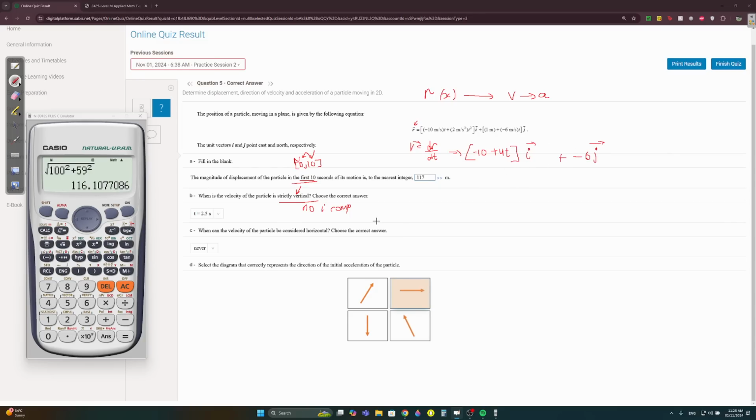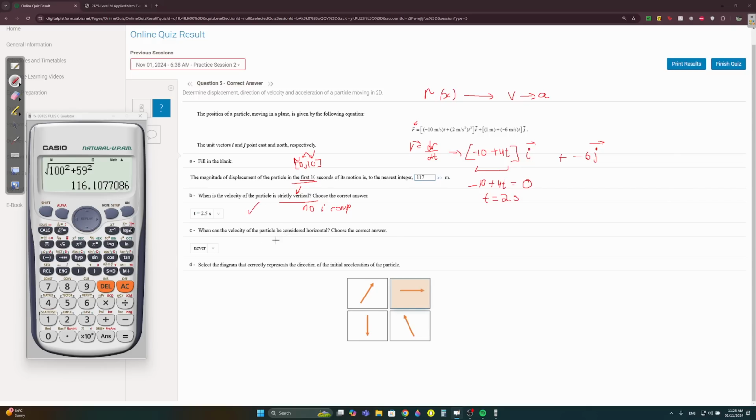Okay. We now want to see when it is strictly vertical. If something's vertical, it means it's not moving left or right. That means there's no I component. So this I component, minus 10 plus 4t, how much is it supposed to be equal to? 0. Solve this equation, you're going to get 10 divided by 4, 2.5, which is the answer.